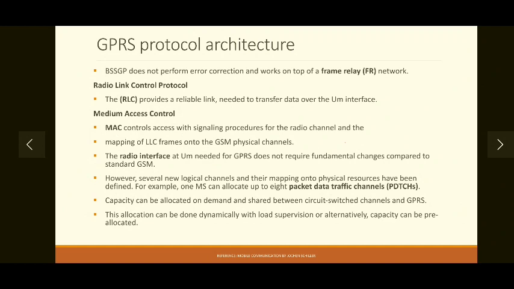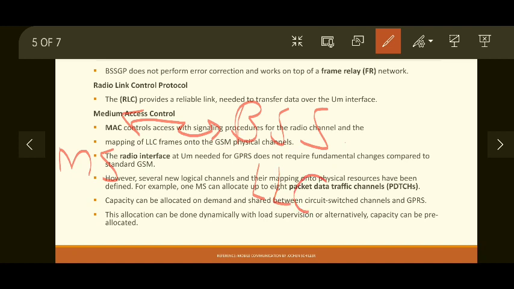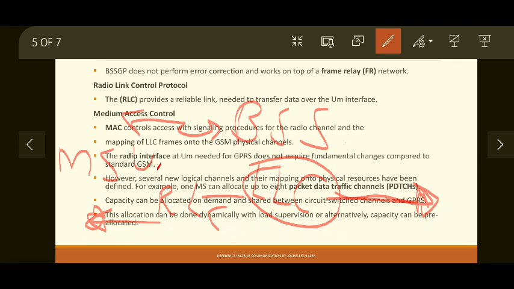Okay, so when we move from BSSGP, which is on the BSS, towards the actual wireless interface towards the mobile station, RLC is involved. LLC and RLC: LLC is responsible for the wired network and RLC is responsible for the wireless interface. So the radio link control provides the reliable wireless link needed to transfer data over the interface.